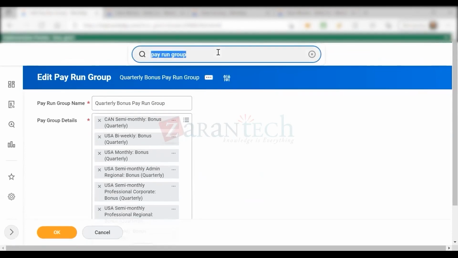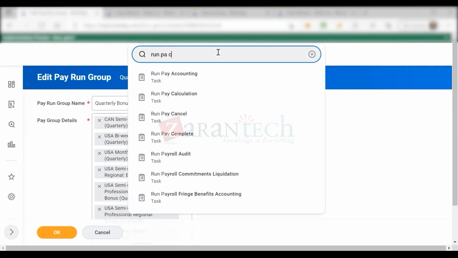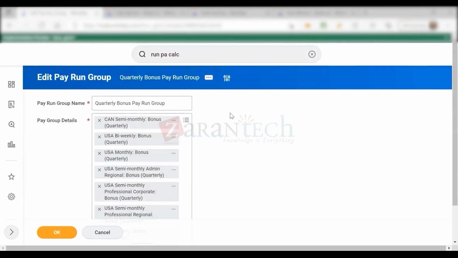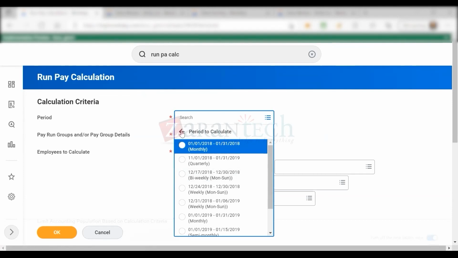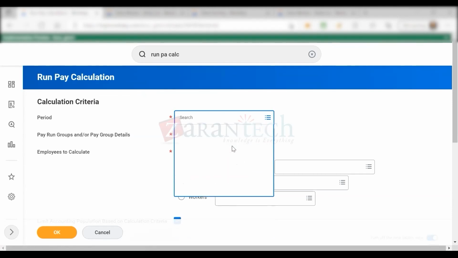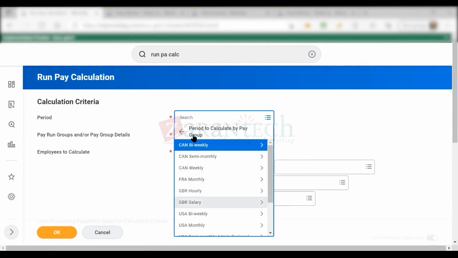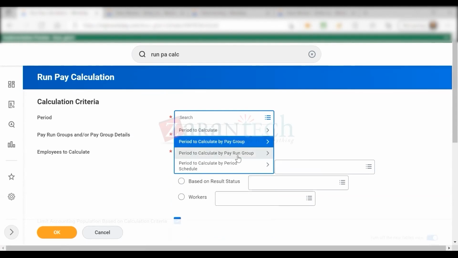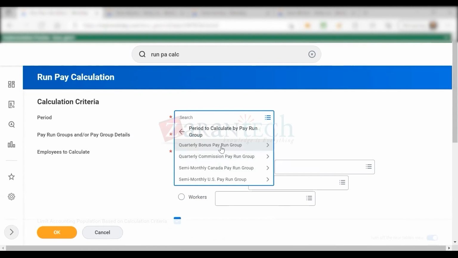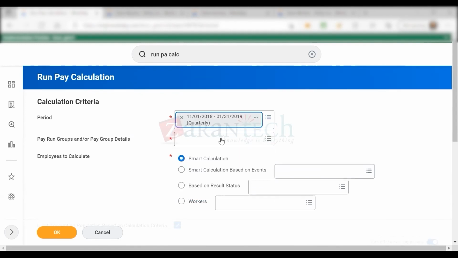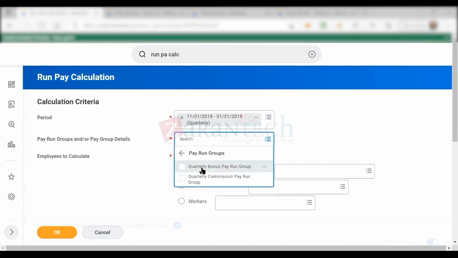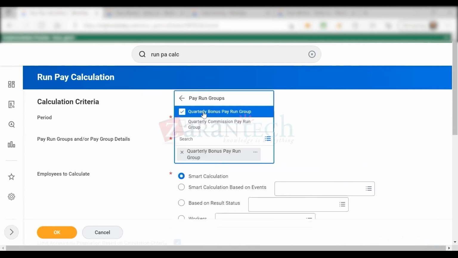Now, if I want to run pay calc, and if you remember from our thing, period to calculate, one option is to go and select period, or second is run by pay group, which means that all the pay groups are listed here. Third is run by pay run group. So I can go to quarterly run group, I can select it, and what it does for me. Pay run group, just one, pick it, run it.